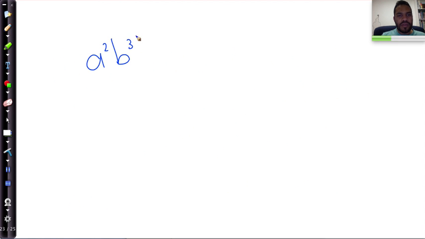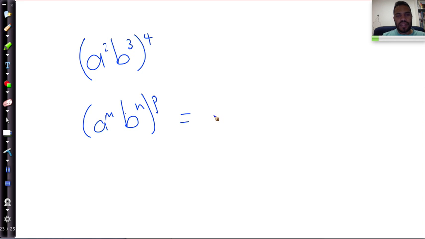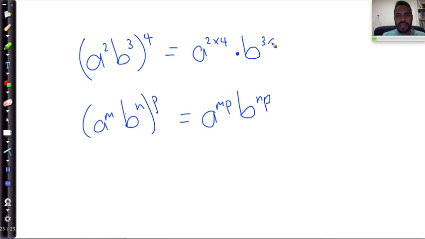So again, a squared b cubed raised to the 4 follows the rule where we say a to the m, b to the n raised to the p. That's going to be a to the m times p, which can be written as mp, b to the n multiplied by p, which is np. And again, this is going to be a to the 2 times 4 multiplied by, using dot notation here, 3 times 4. Okay, simply put, it's a to the 8 multiplied by b to the 12.